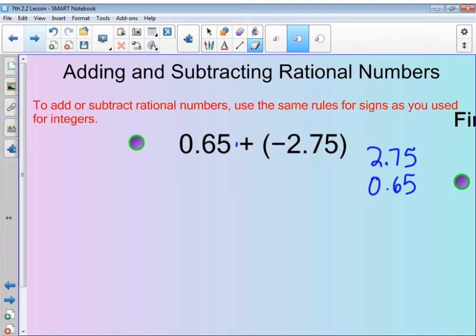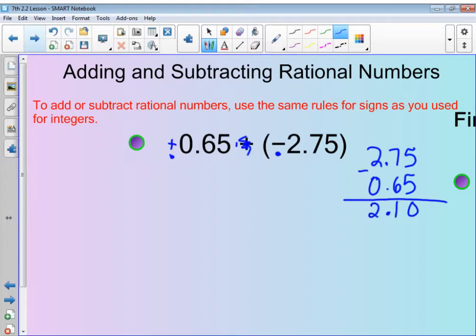No symbol means it's a positive. So this is a positive versus a negative. Okay, this is really canceled out. It's not telling me whether I'm adding or subtracting. So I have a positive and I have a negative. Those are different. I'm going to find the difference. So I'm going to subtract.